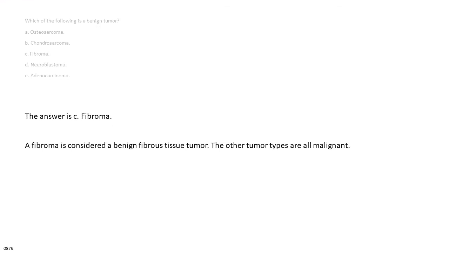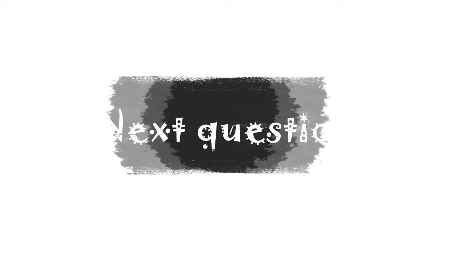The answer is C. Fibroma. A fibroma is considered a benign fibrous tissue tumor. The other tumor types are all malignant.